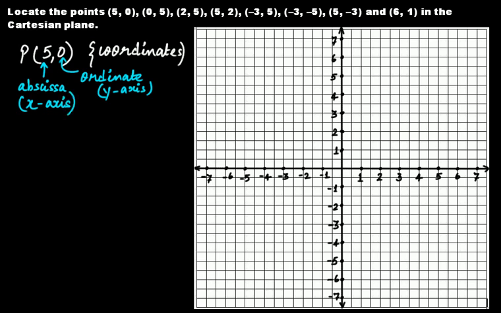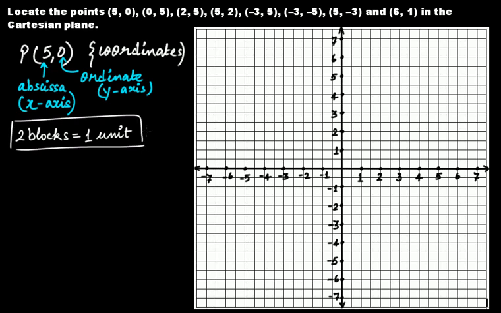Okay. Now in our graph, for our discussion, each unit is equal to 2 blocks. So we have taken 2 blocks equal to 1 unit. In your examination, you'll be asked in terms of centimeters or inches. But for our discussion, we are taking 2 blocks equal to 1 unit. So 2 blocks is equal to 1 unit. Another 2 blocks, another 1 unit.